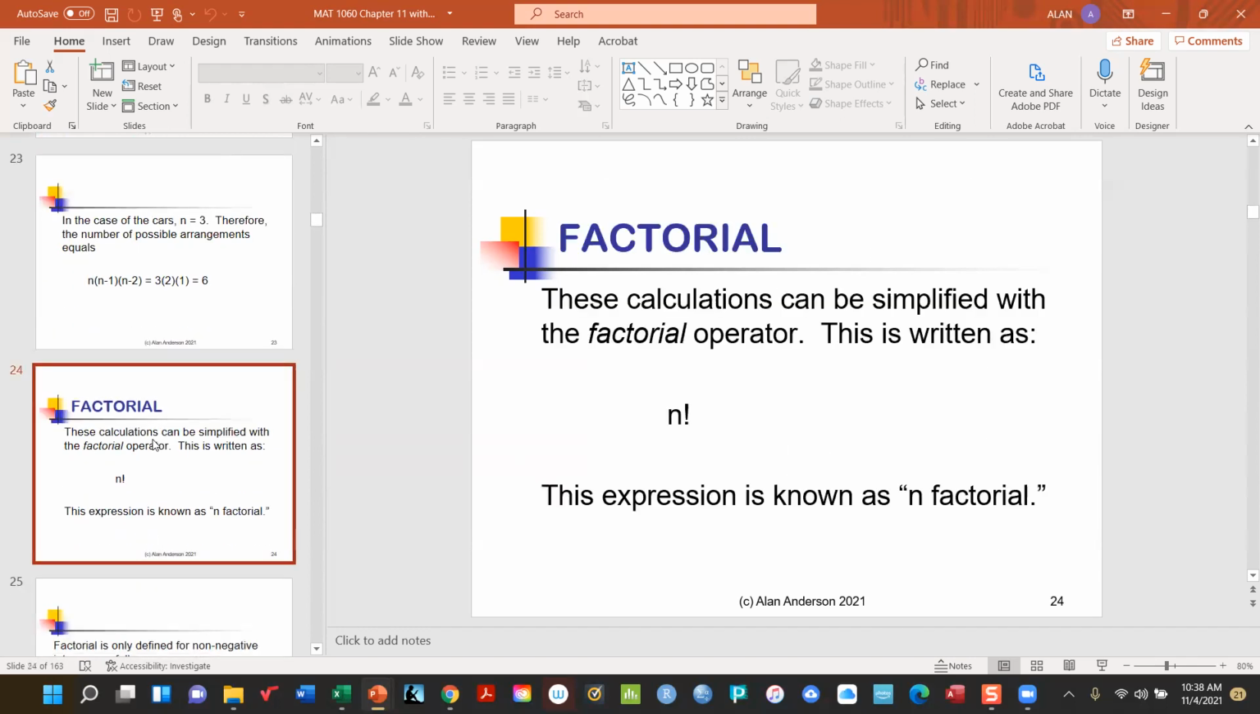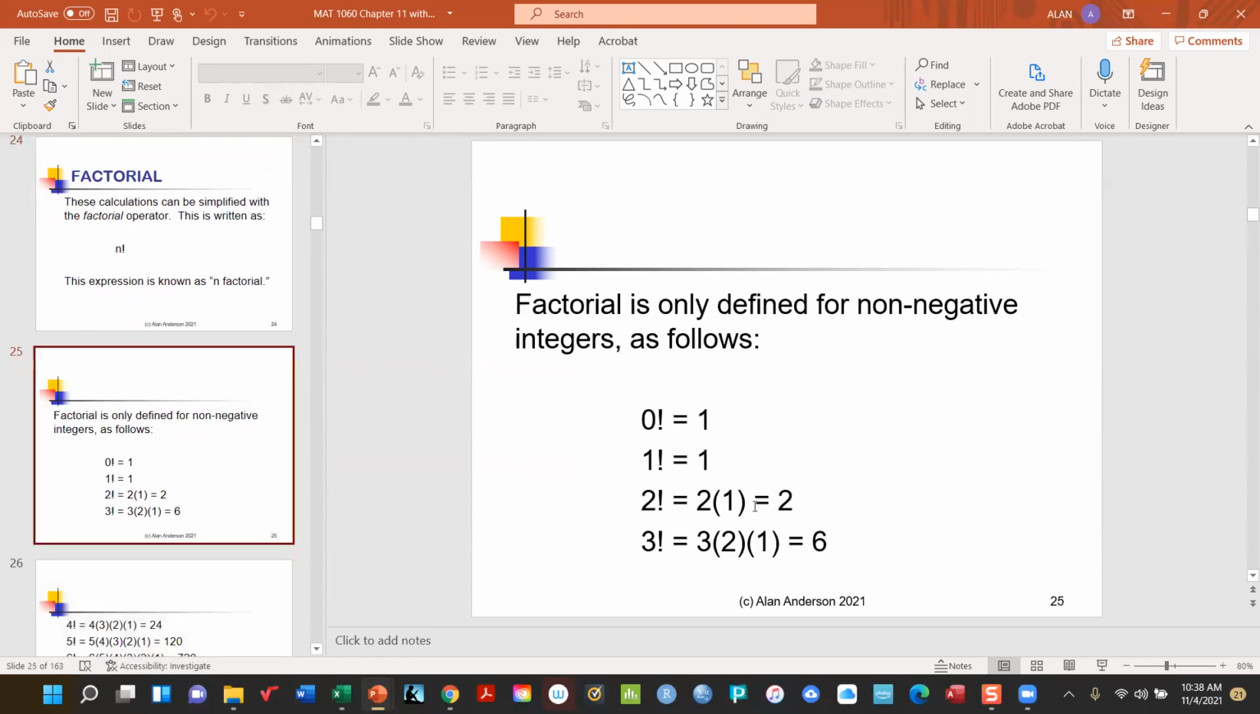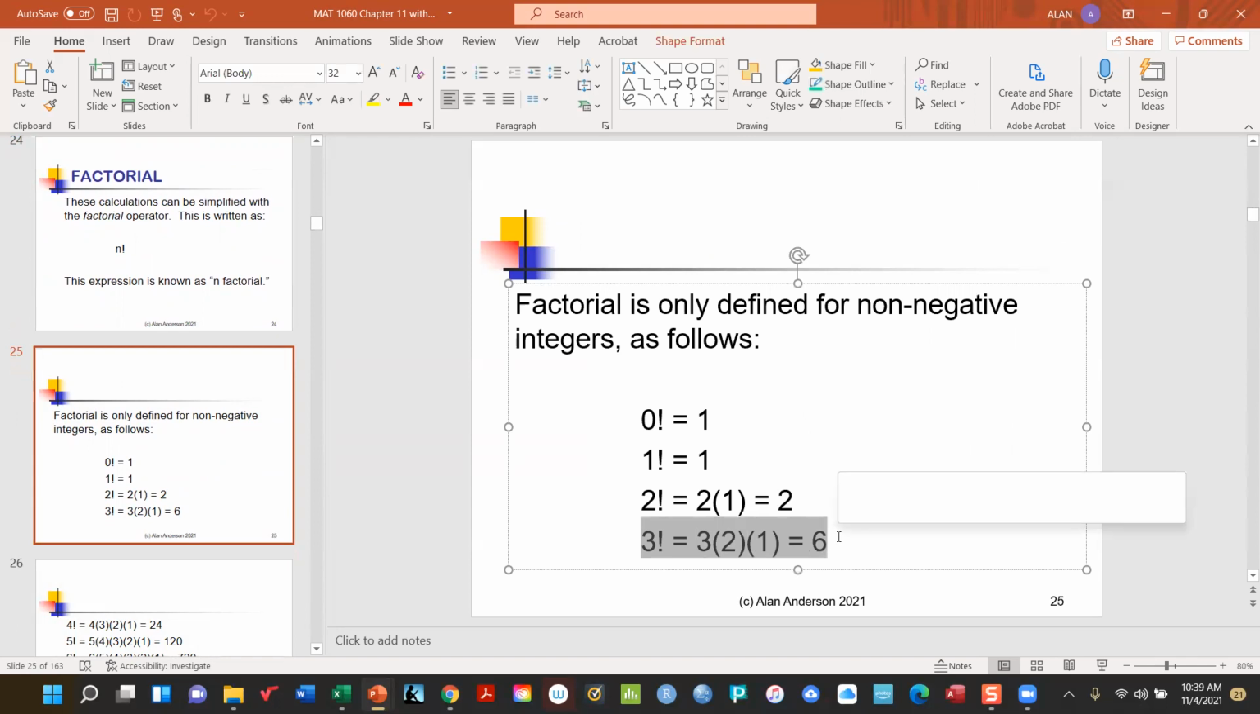Here it is. The factorial operator is defined in exactly the way I've just described. 3 factorial is 3 times 2 times 1. So in other words, this follows along exactly with the logic for how many different ways there are to park 3 cars. 3 for the first garage, 2 for the second, and 1 for the third. When you multiply them together, of course, you get 6.